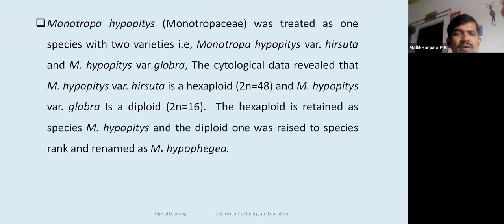So this is how the chromosomal data can be used in order to solve the taxonomical problems right from order level to genus level, to the order, genus, family, species, even subspecies or variety level by using the chromosomal data. So this is how cytotaxonomy is working.